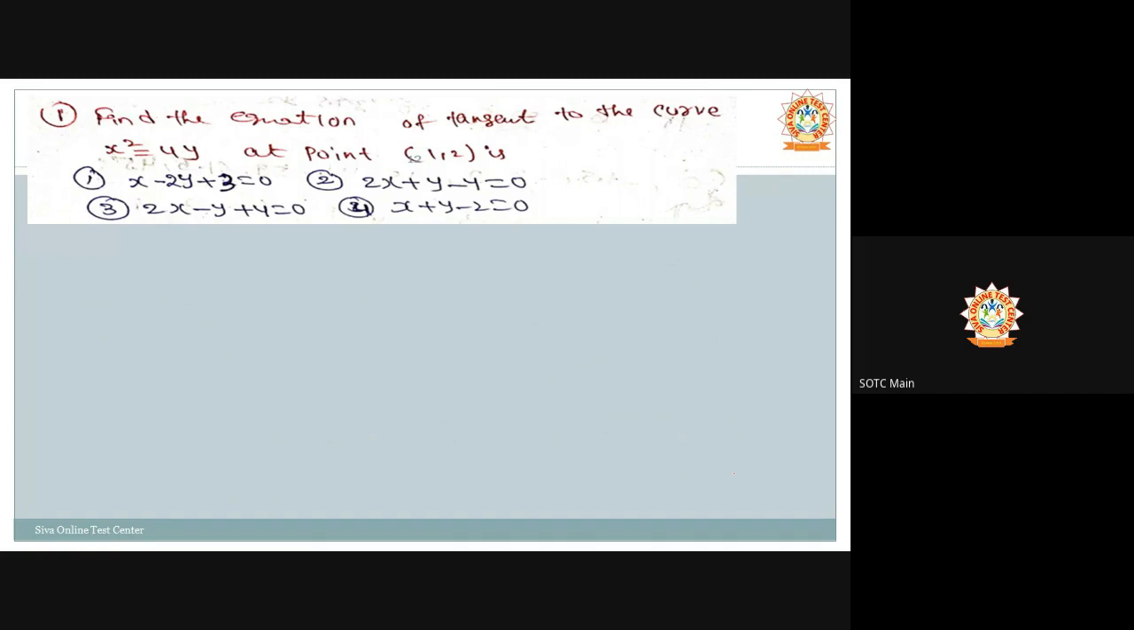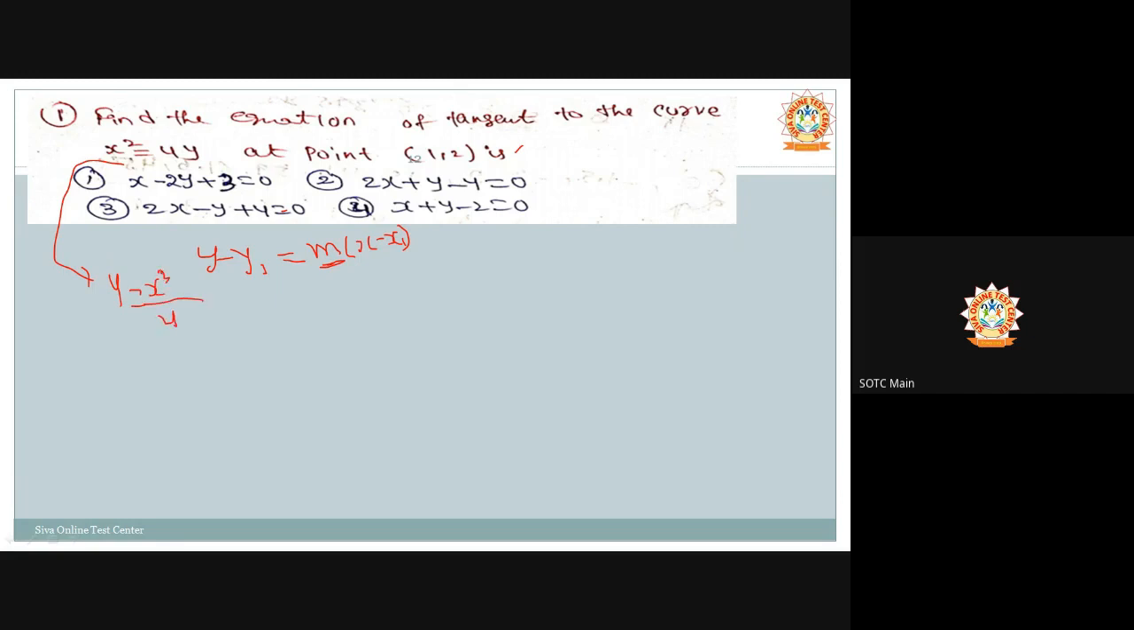Now try to see the question. Find the equation of the tangent to the curve x square is equal to 4y at the point (1, 2). Now see, what are the things we require to find the equation of tangent? The equation of tangent is y minus y1 equal to m into x minus x1. So first we require this m value, which is nothing but your slope. So just take the differentiation of this. First make y equal to x square by 4.